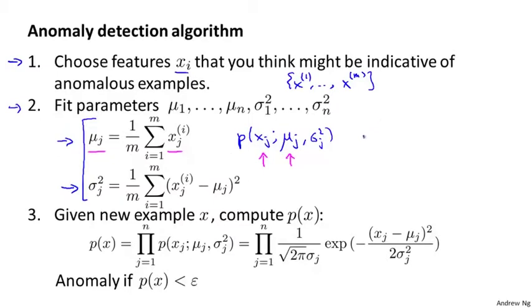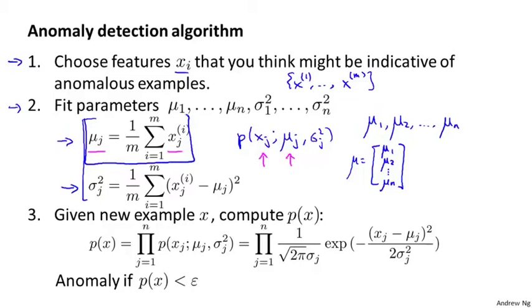So you use these formulas to estimate mu1, to estimate mu2, and so on up to mu n, and similarly for sigma squared. And it's also possible to come up with vectorized versions of these. So if you think of mu as a vector, there's mu1, mu2, down to mu n, then a vectorized version of that set of parameters can be written like so.